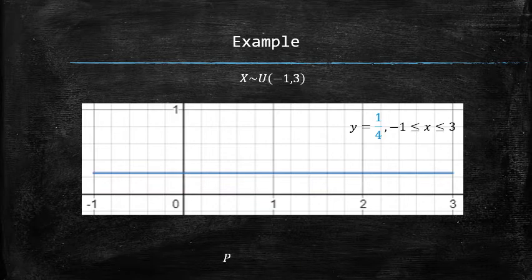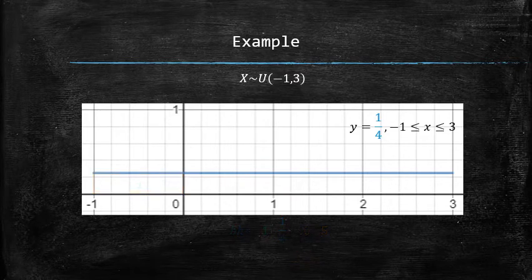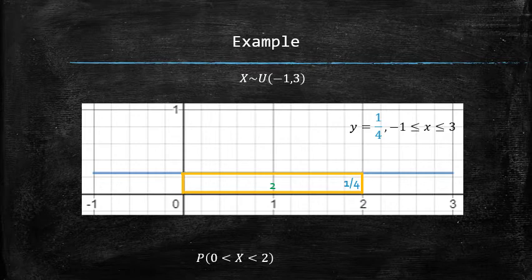To find the probability that x is less than 0, we will look for the area under the curve between -1 and 0. This region is a rectangle with the base 1 and the height 1/4. The area is equal to 0.25 or 25%. To find the probability that x is between 0 and 2, we will look for the area under the curve between 0 and 2. This region is a rectangle with the base 2 and the height 1/4. The area is equal to 0.5 or 50%.